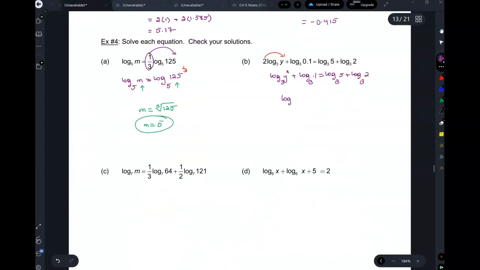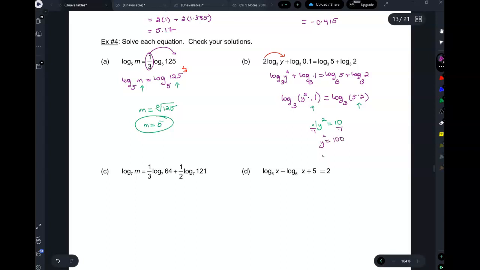This is going to be log base 3 of y squared times 0.1 equal to log base 3 of 5 times 2. Now I can set the insides equal to each other. So I get 0.1 y squared equal to 10. What happens if I divide 10 by 0.1? It's 100. Y squared is 100.